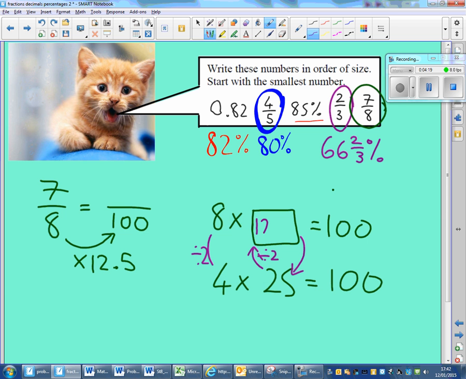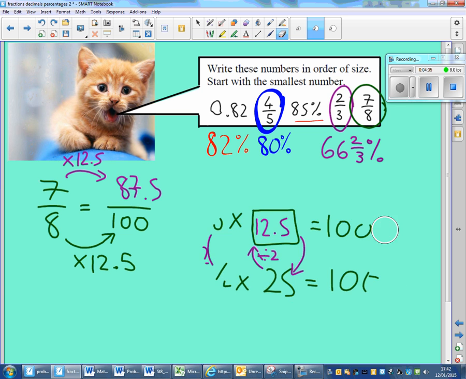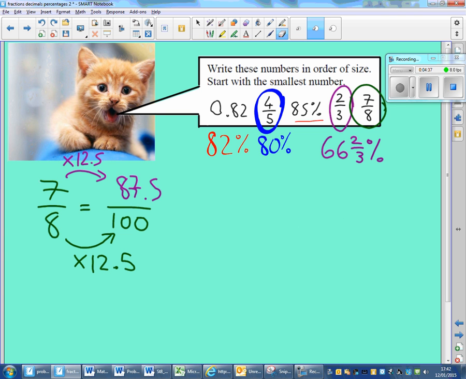So 12.5. And if I do that, 7 multiplied by 12.5, oh, that's a trickier one, 87.5. So that very last one was 87.5%.